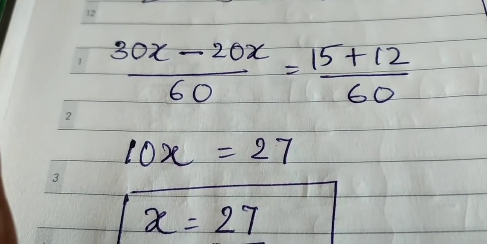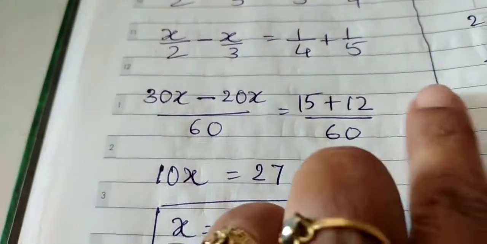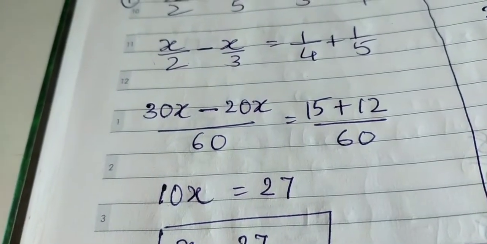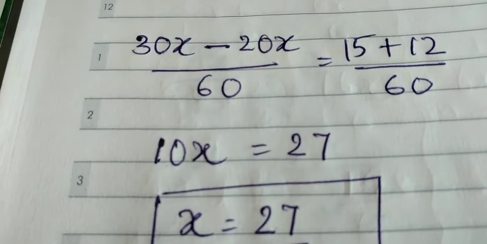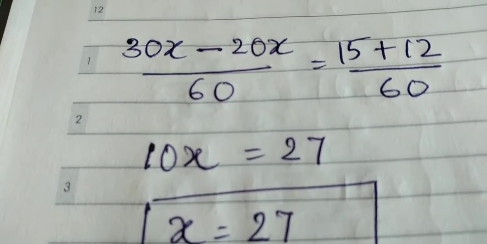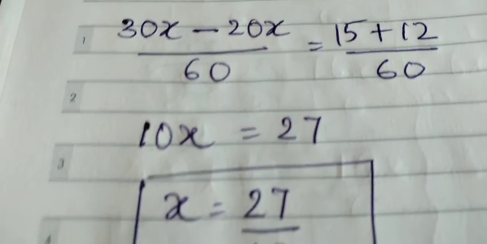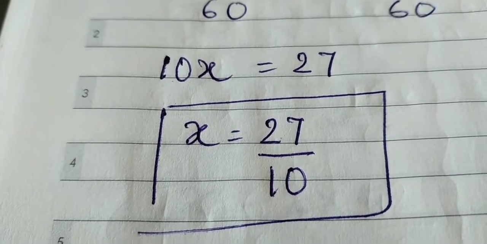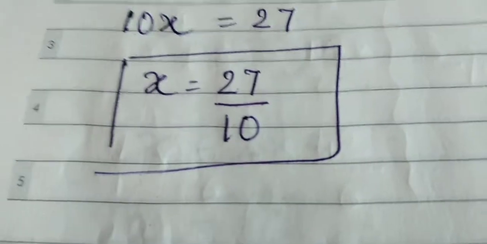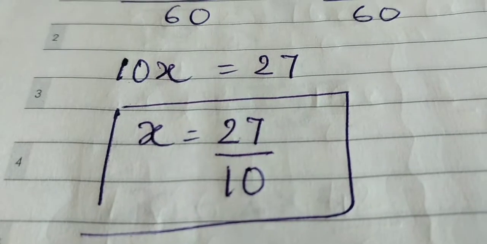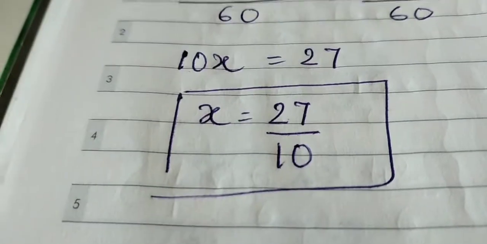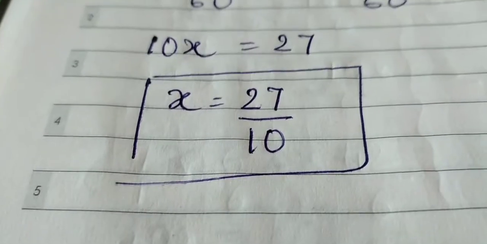The denominators get cancelled. It's actually what happens, 60 when taken to the other side, 60 and 60 get cancelled, so I'm not writing the denominators because they get cancelled, and in the numerator remains 10x is equal to 12 plus 15 gives you 27, and x is equal to 27 by 10. You can further continue the calculation by dividing 27 by 10 and you will get 2 and 7 by 10 as the final answer.